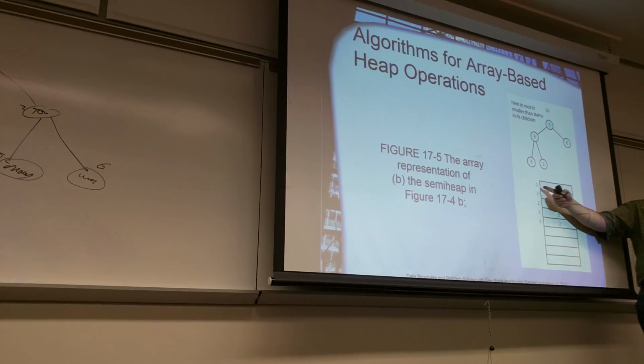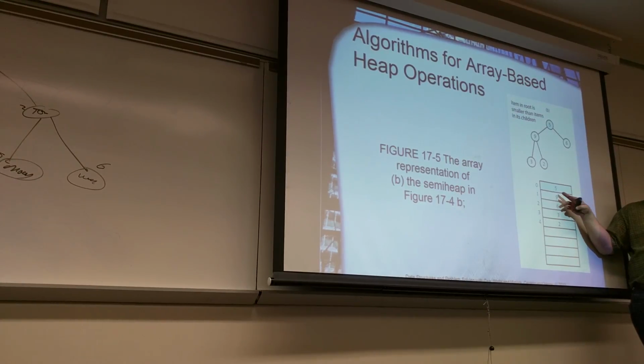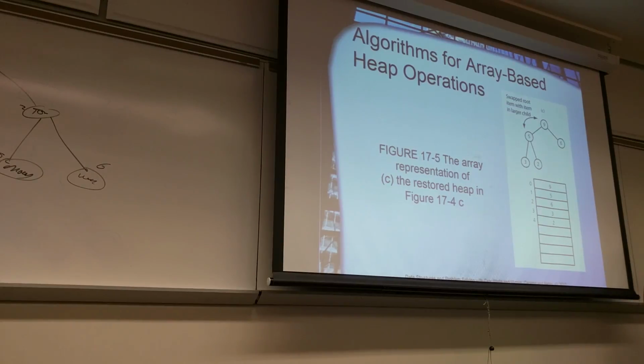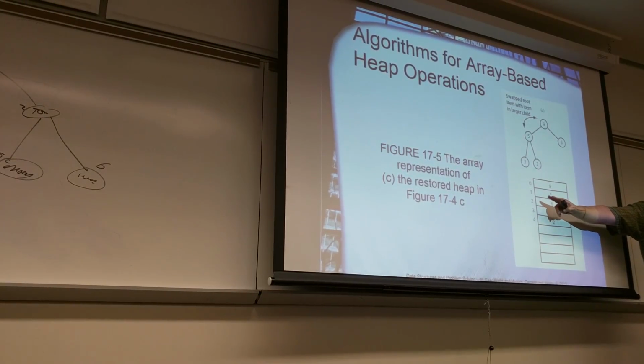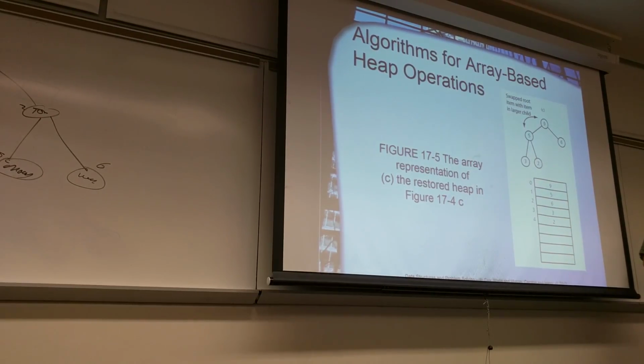So this is index 0. 5's children are at locations 1 and 2. Which of those is larger? 9. Swap 5 and 9. Now I'm at this node here, and I look at its children. 2 times 1 plus 1 is 3, 2 times 1 plus 2 is 4. So indices 3 and 4. Both of those are smaller than 5, so I'm done.